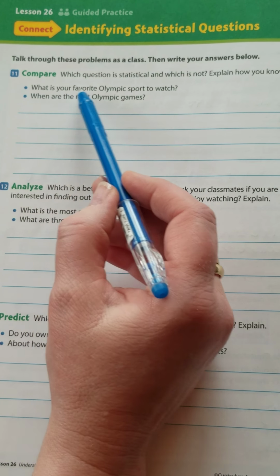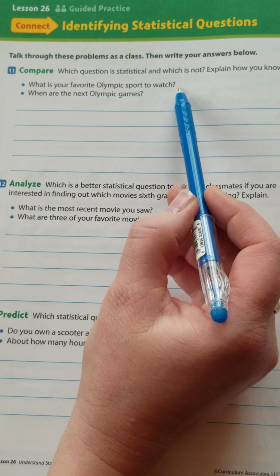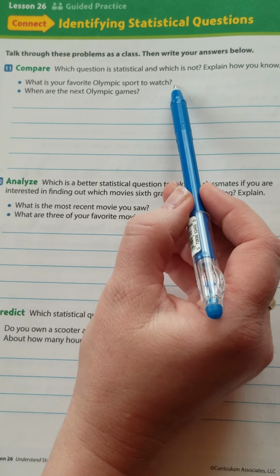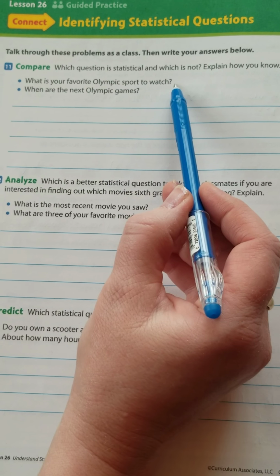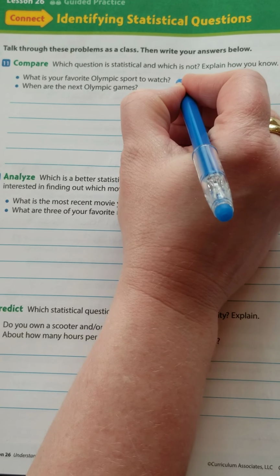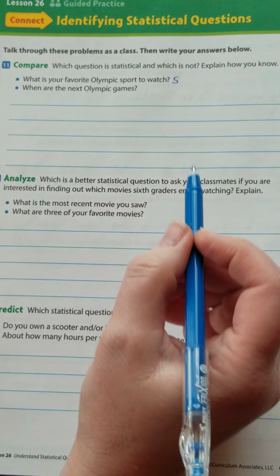So if we ask this question of different people, we're going to get all sorts of different answers. And that means that because our answers are different, we're getting a lot of variability. So this is a statistical question. So go ahead and mark that with an S.